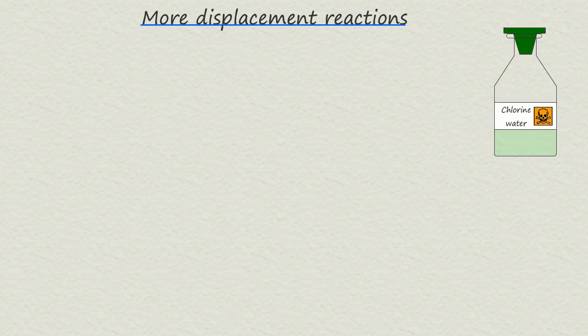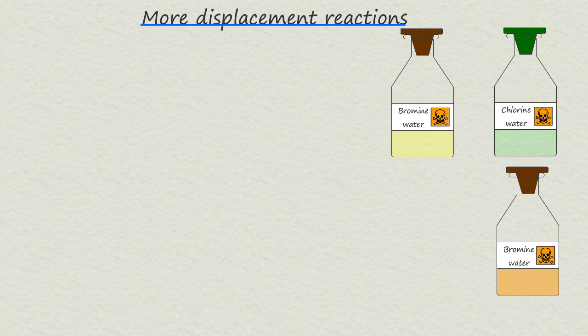Earlier we used chlorine water to carry out displacement reactions. Well, we can also use bromine water to carry out similar halogen displacement reactions. Now bromine water is made by simply dissolving liquid bromine in water. Dilute solutions of bromine water are yellow in colour and they slowly become orange as their concentration increases.